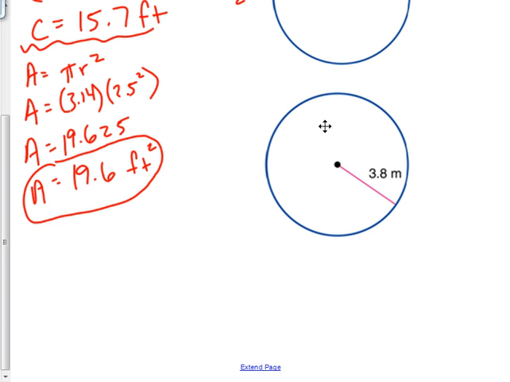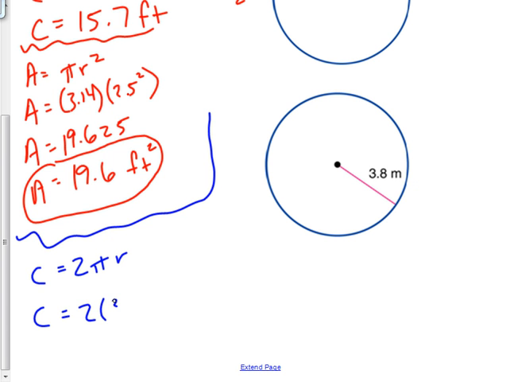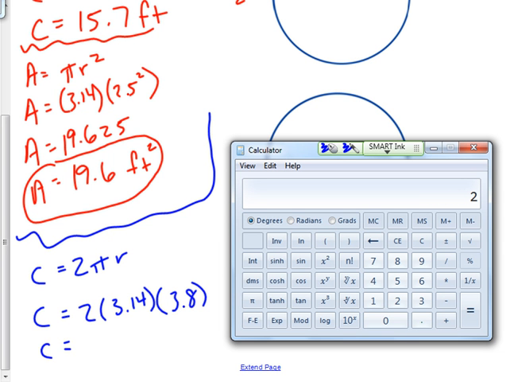Now, we need to find the circumference and area of this circle. So, I'm going to change colors so we can keep them separate. This time they give us a radius, so I'm going to say circumference equals 2 pi r. So circumference equals 2 times 3.14 times the radius, which is 3.8. So it's just a matter of plugging numbers into the formula. All right, so circumference equals 2 times 3.14 times 3.8.